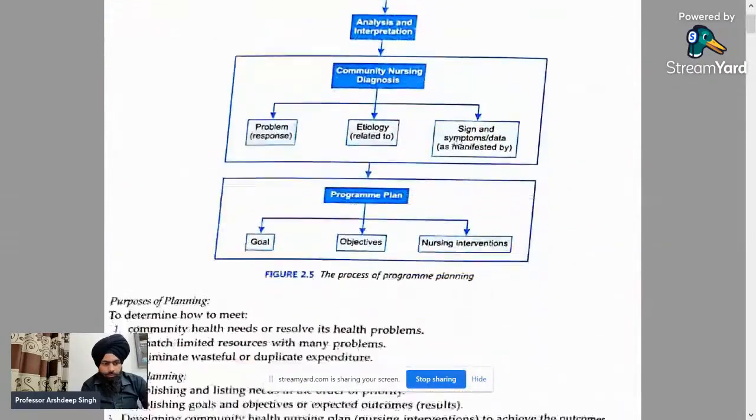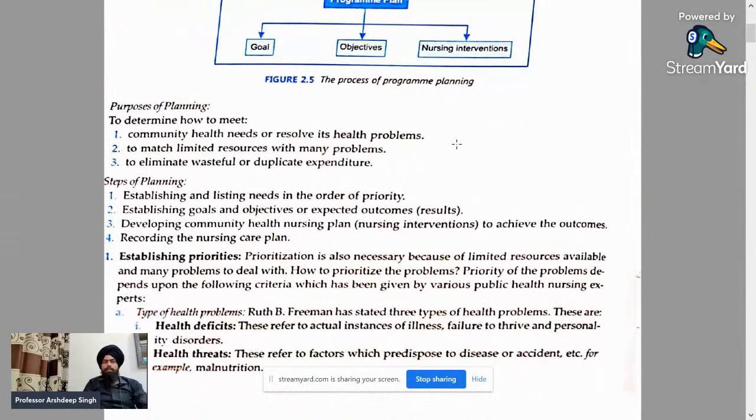This is part 3. Next is about the purposes of planning. What are the various purposes? Different purposes are there, like community health needs. The first purpose is that we plan things in the nursing process so that we can resolve the health problem. Second is to match limited resources with many problems, so we can compare what type of resources we are having and how we can use them to solve different problems, and to eliminate wasteful and duplicate expenditure. So this is the purpose why we plan different things.